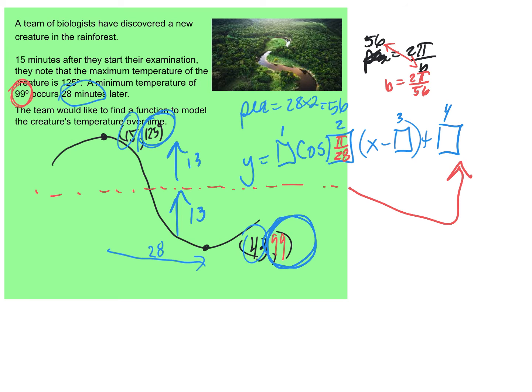Now can you tell me what the midline is? You got it. 112 is the midline. And where's that go in box 1, 2, 3, or 4? 4. Yep. So the 112 goes right here.